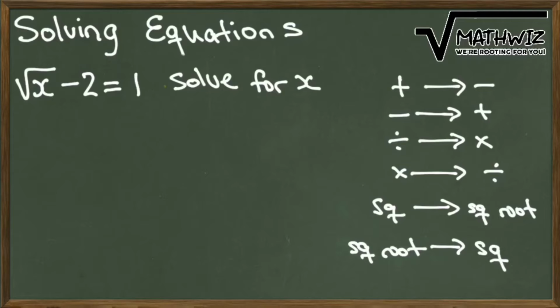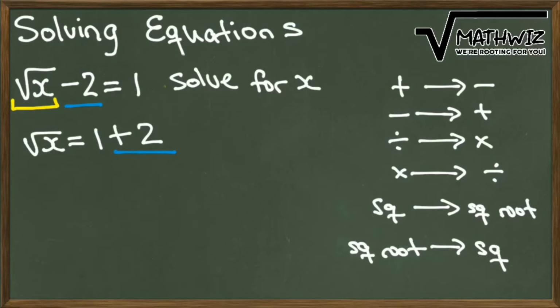So since we're solving for x, the first thing we want to do is to identify where the x is. Then the minus 2, when we take it to the other side, we are going to change it to plus 2. So in regards to the previous lessons, we said that if something is minus, when you take it to the other side, it will become plus. All right, and so we have the square root of x is equal to 1 plus 2, which is 3.